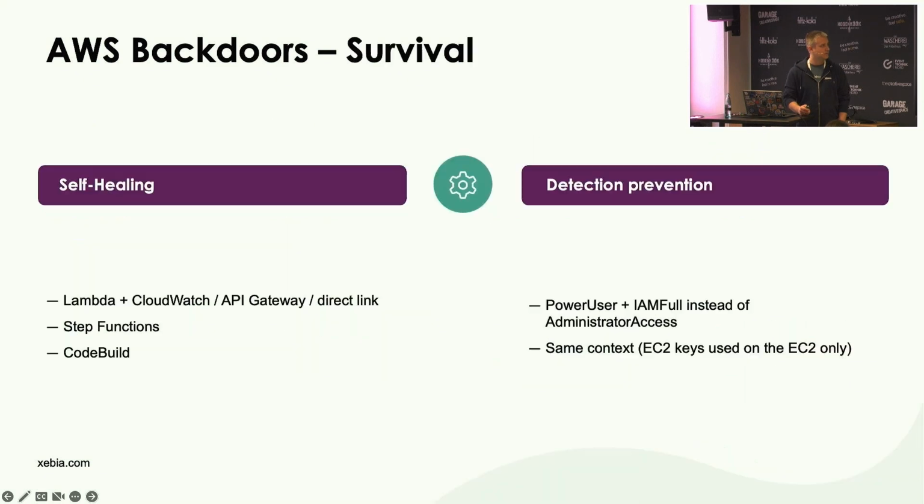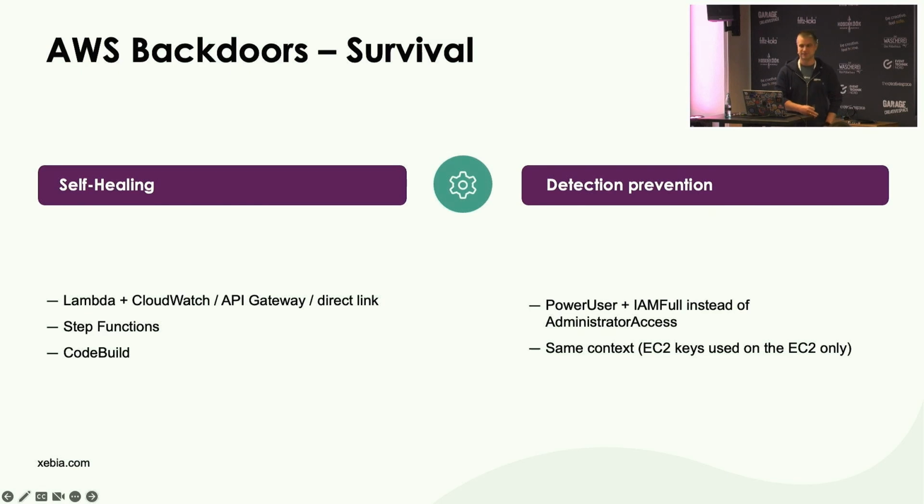And now ideas for the survival of that solution, because hey, someone just found my backdoor and removed that. But I have a Lambda with either cron set up in CloudWatch or API gateway or a direct link that's available right now. And I can just open that link and the Lambda will recreate everything for me. So you need to not only find my backdoor, but also my Lambda that is recreating that.